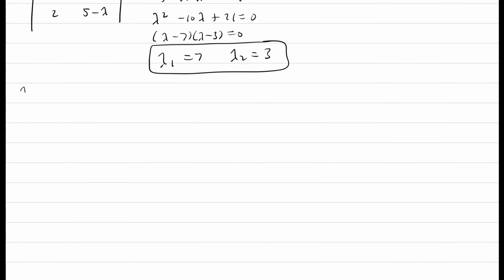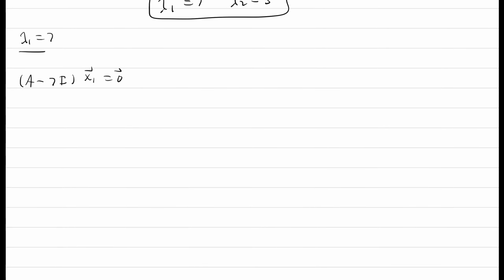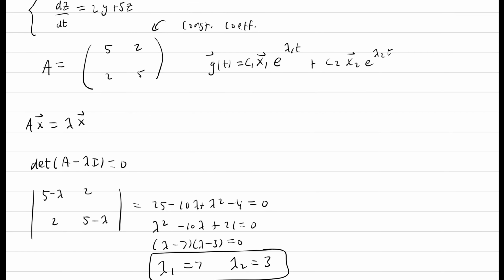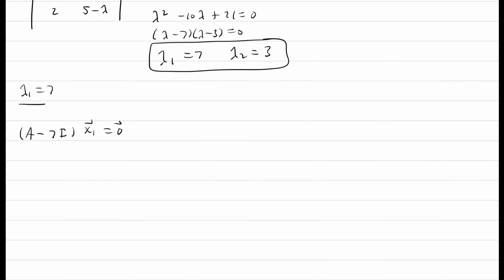And now I'll go ahead and calculate the corresponding eigenvectors for each eigenvalue that we just found. So for lambda 1 equals 7, we know that A minus 7I times our first eigenvector, x1, is equal to the 0 vector. So by that, we're just going to subtract 7 across the main diagonal of the original coefficient matrix up here that we called A. So we're going to have negative 2, 2, 2, and negative 2. And then I'll break x1 into its individual components here.